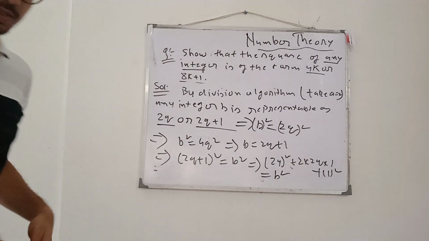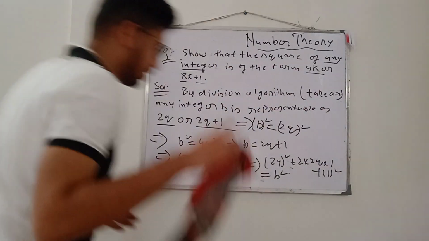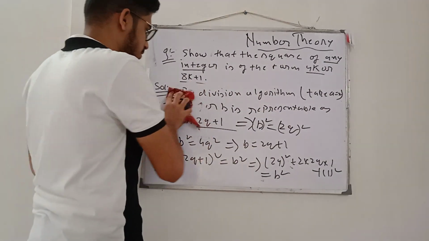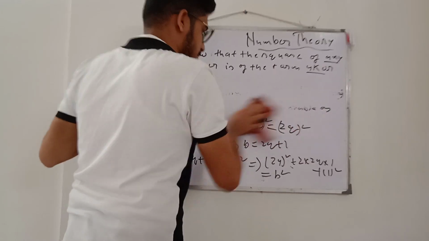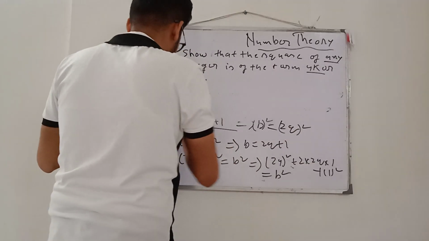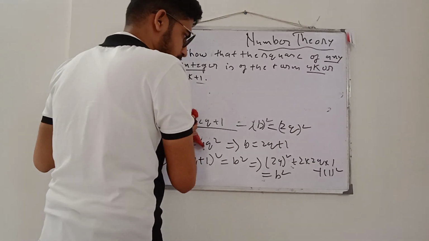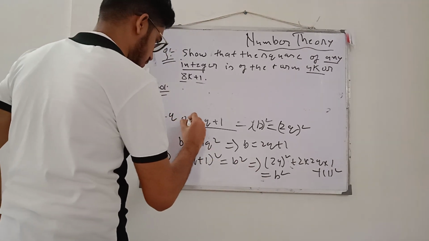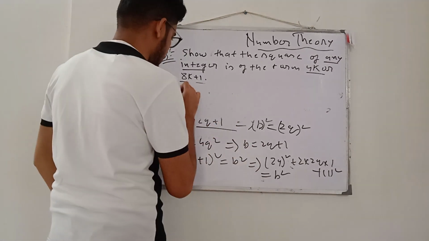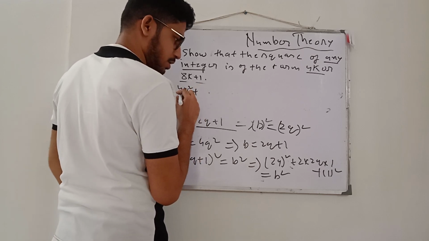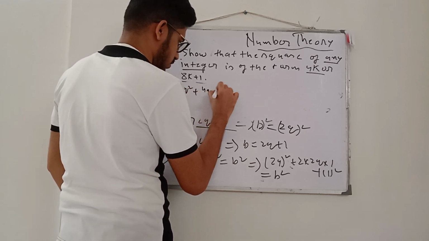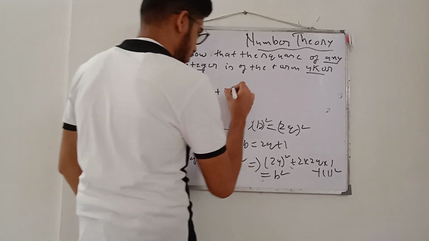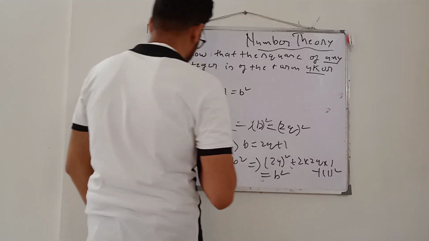Okay, now I am removing this. Are you noting down with me, guys? You have to note it down with me. Now I'm solving this. Suppose 4q square plus 4q plus 1 is equal to b square.